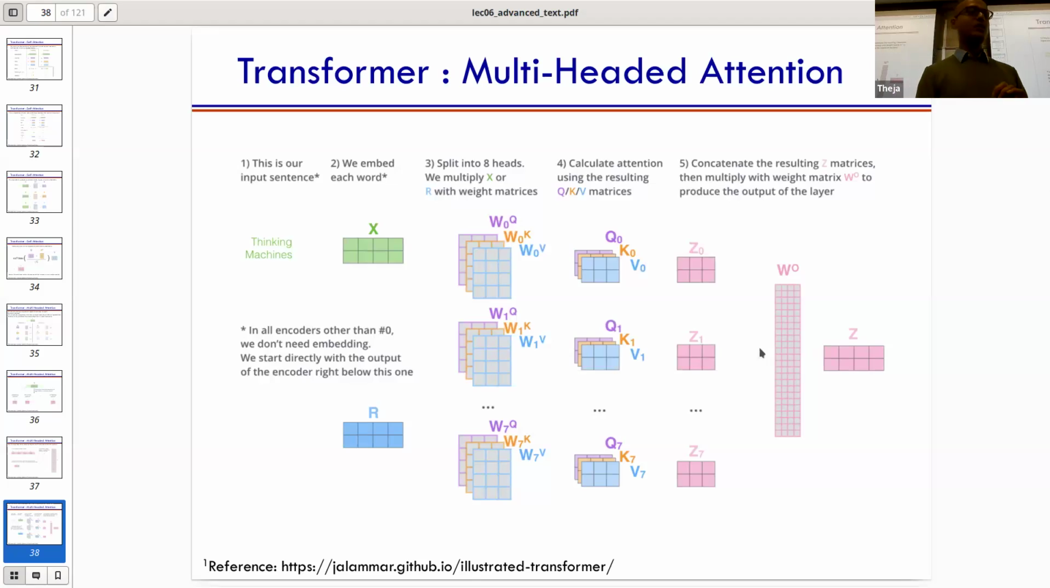Why are they not too big? Although X could be, let's say, 512-dimensional or 300-dimensional, whatever the embedding size is, the queries, keys, and values are generally chosen to be a little bit smaller, like 64 dimensions or 128 dimensions. So they're still big matrices, but not huge.